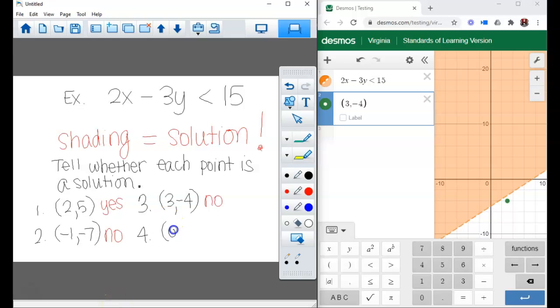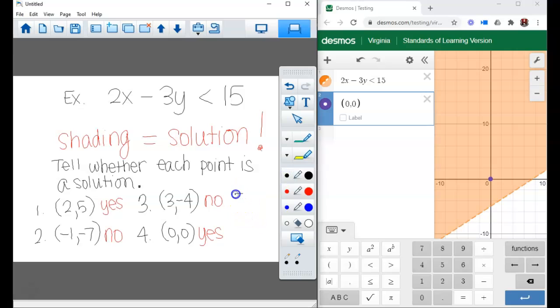Let's do 0, 0. Let's see if he's a solution. So delete that one. Get that second line again and do parentheses, 0, comma, 0. Purple dot this time. Notice he is in that orange shaded area. So on this one we would answer yes.